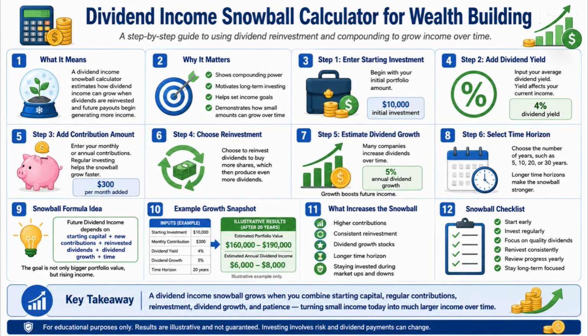Finally, a strong dividend income snowball plan should follow a simple checklist. That means starting early, investing regularly, focusing on quality dividend investments, reinvesting consistently, reviewing progress each year, and staying focused on the long term. Ultimately, the dividend income snowball grows when you combine starting capital, regular contributions, reinvestment, dividend growth, and patience, turning small income today into much larger income over time.